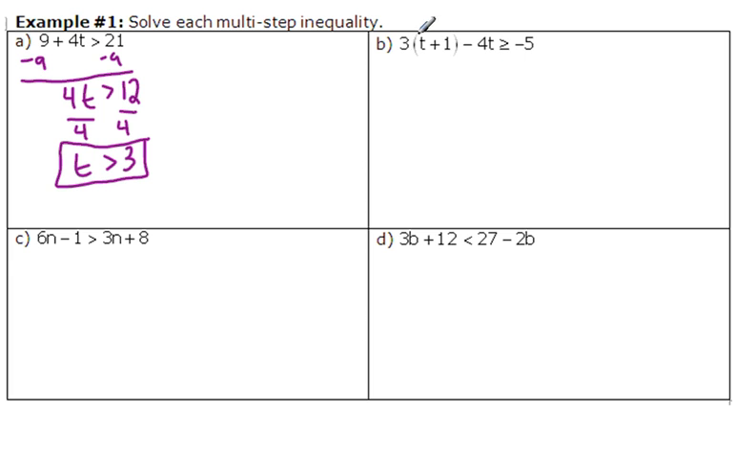So B here, I have parentheses. Remember, whenever we have parentheses, the first thing we need to do is distribute. So over here, 3 times t is 3t. 3 times 1 is positive 3. I don't distribute to the minus 4t because that's not in parentheses, so I'm just going to bring that down. Now, from here, I have to combine like terms. Since the 3t and the negative 4t are on the same side, I use regular operations. 3t minus 4t is negative 1t.